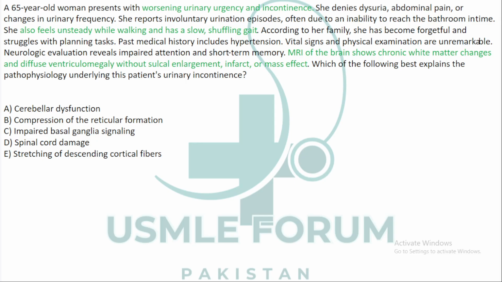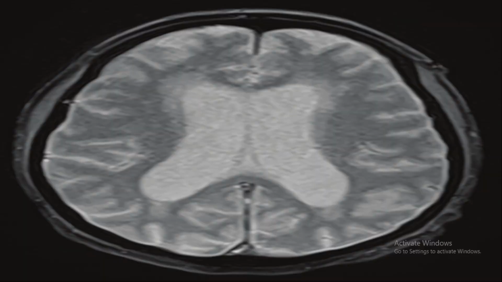Now, this is the MRI of this patient. The MRI confirms ventriculomegaly without sulcal atrophy. Remember, when the ventriculomegaly is without sulcal atrophy, it means that the ventriculomegaly has nothing to do with your cerebral cortex. Let me tell you one important thing.